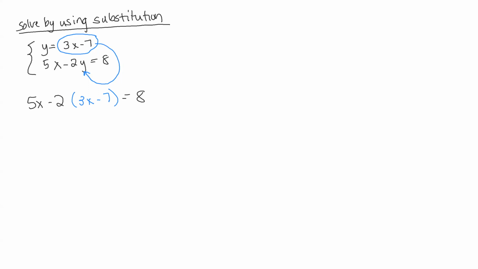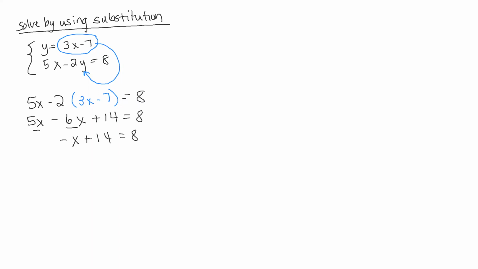So the first thing I want to do is distribute. So I get 5x minus, I'm going to distribute my 2. So negative 2 times 3x is negative 6x. Negative 2 times negative 7 is plus 14, and that equals 8. So I can combine like terms over here on the left. 5x minus 6x is just negative 1x. So I'm going to write it as minus x plus 14 equals 8.